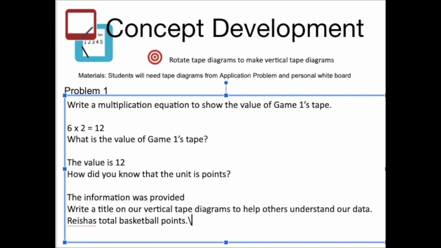Okay, so you want the title of your tape diagrams, charts, pictographs, whatever it may be, to be applicable to the situation that you are trying to inform people about.